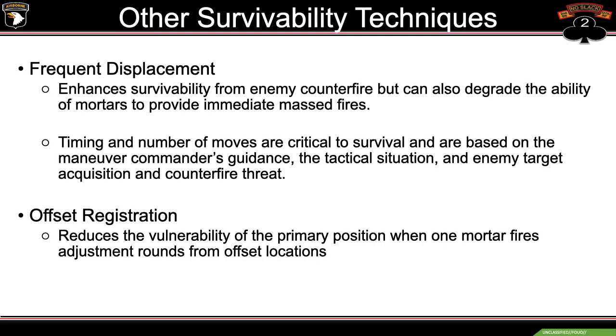So, in layman's terms, 2 gun would be adjusting. They'll be away from the platoon. They shoot the adjustment rounds, and once the fire for effect comes into play, they displace, and the mortar platoon shoots the fire for effect, and then they displace.